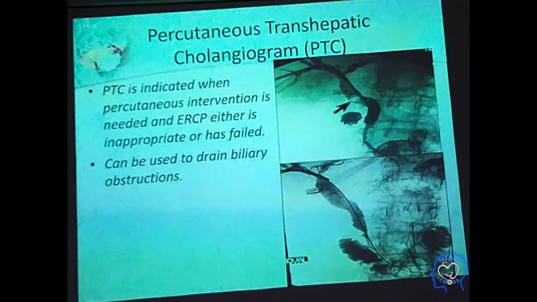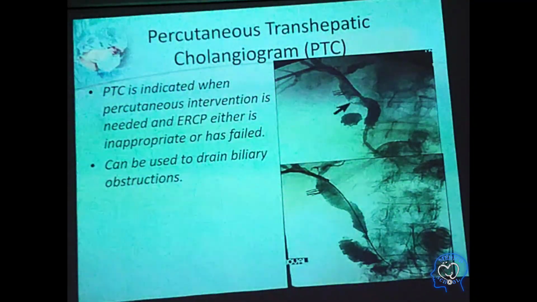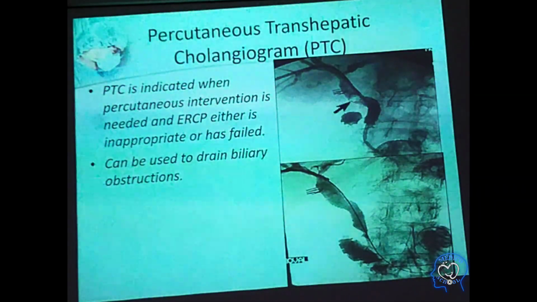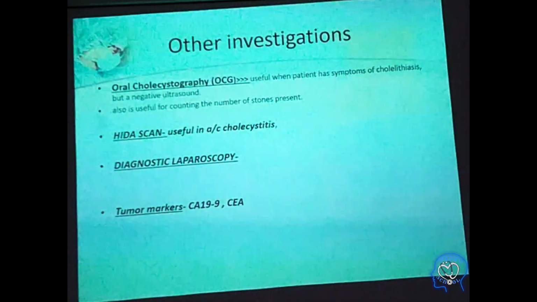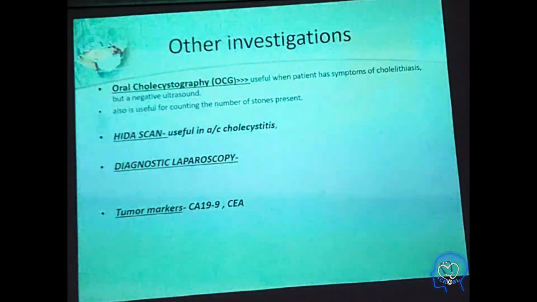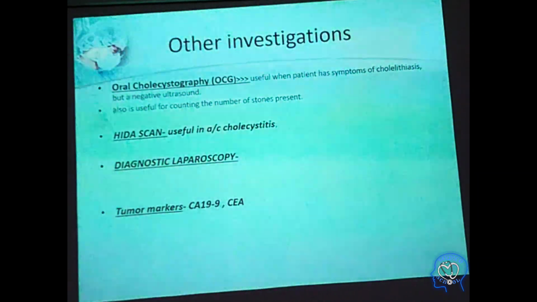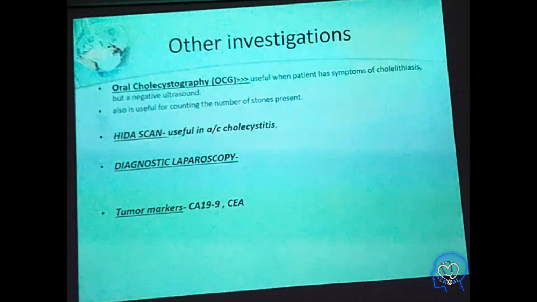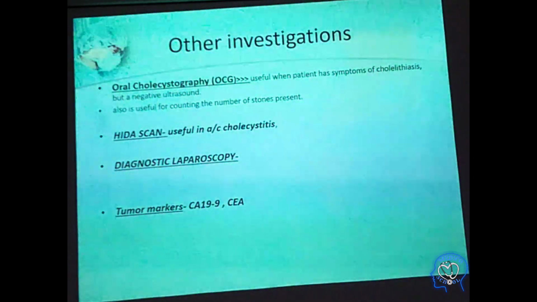PTC is also done in patients in which the distal ducts are not dilated and only the proximal ducts are visible. So we have to do PTC to locate where the bile is going, and then we can do the drainage also. But it is also not indicated in every patient. Other investigations include oral cholecystography, which is very rare in Pakistan. HIDA scan, again, is very rare, and we can also do diagnostic laparoscopy, in which our diagnosis is not clear. Tumor markers are CA19-9 and the CEA level, but the most sensitive is CA19-9. CEA levels are mostly raised in colonic carcinoma.